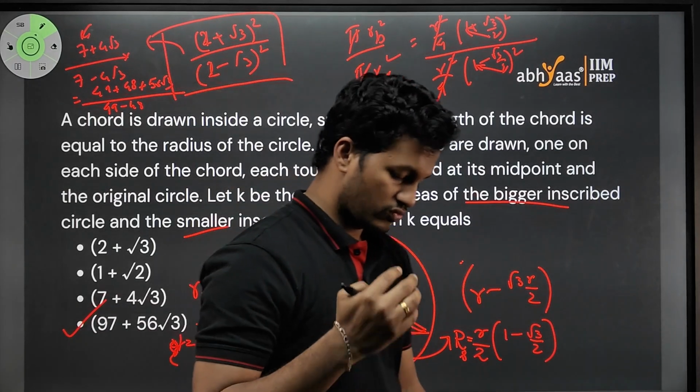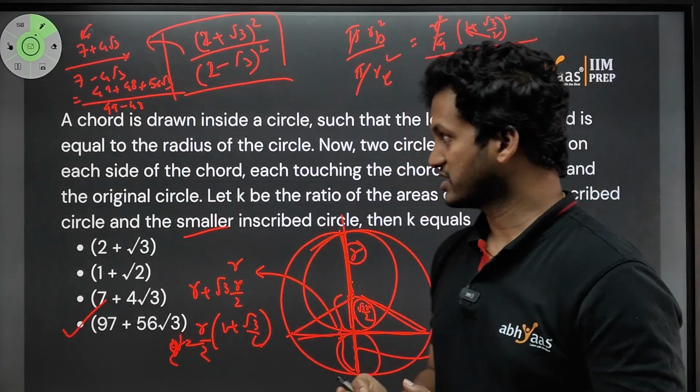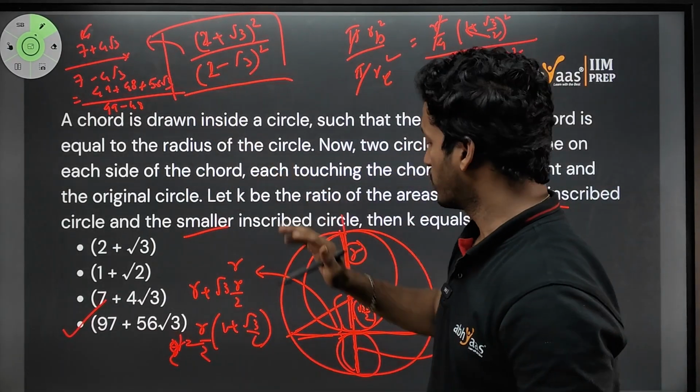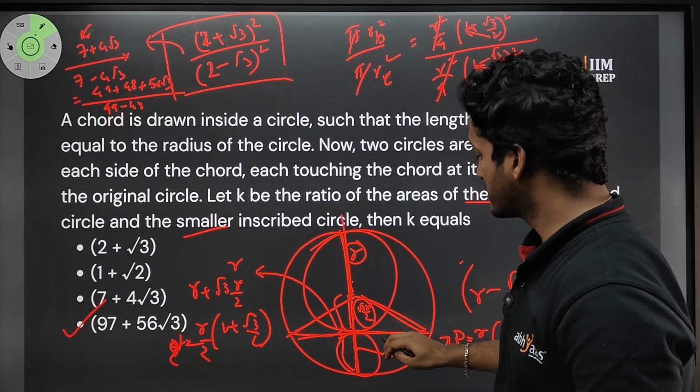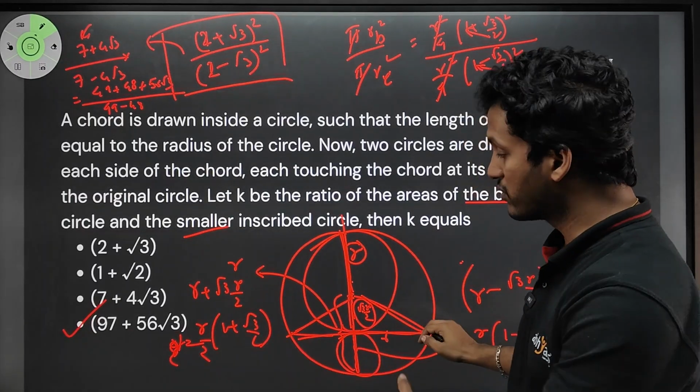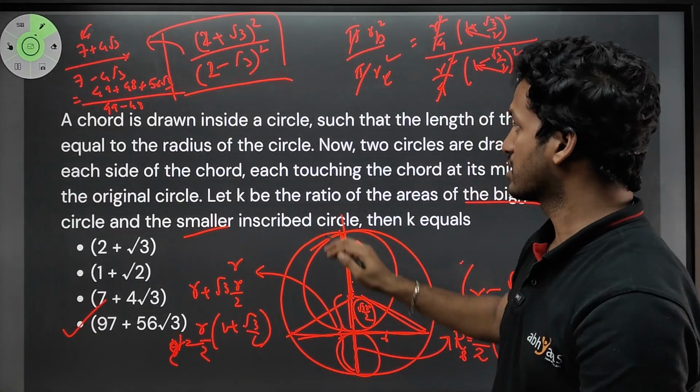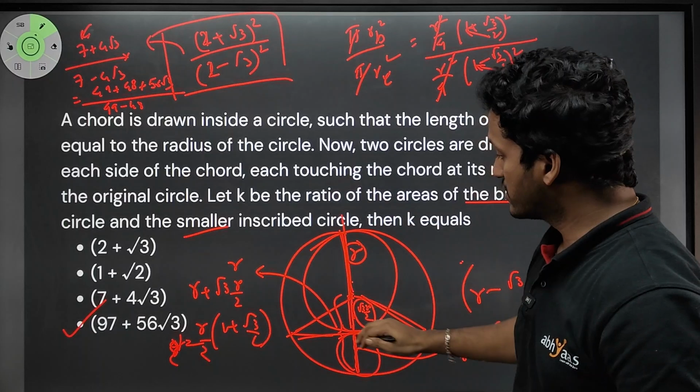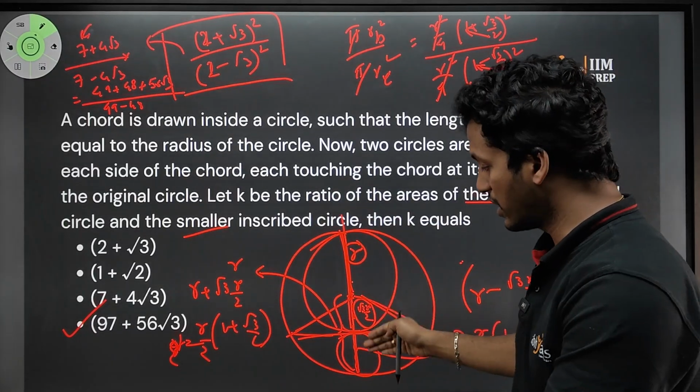Yes, so what we have done, I'm just summarizing that again. So here we have drawn a chord whose length is equal to its radius, and we draw inscribed circles. One is bigger and the other is smaller.